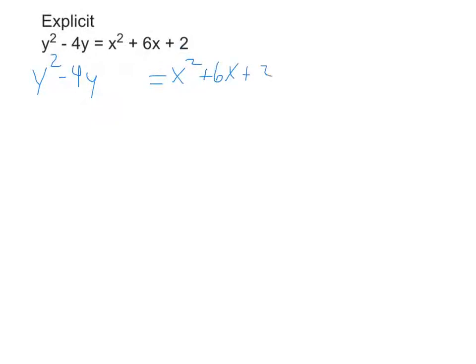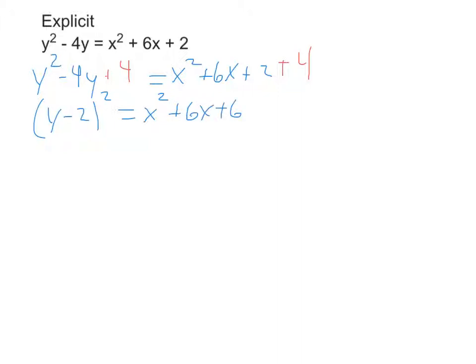So we need to complete the square. So we'll decide to add 4 to this side and add 4 to the other side. And this will leave me with, on the left hand side, from completing the square, y minus 2, the quantity squared, equals the x squared plus the 6x, but now it's plus 6.